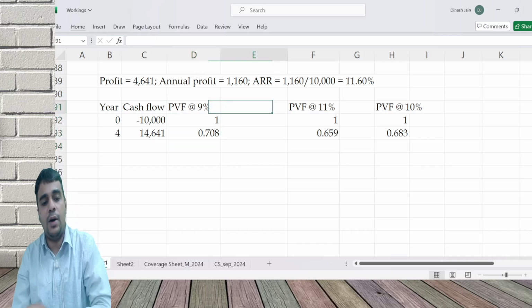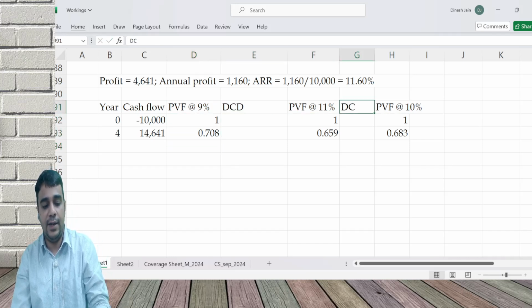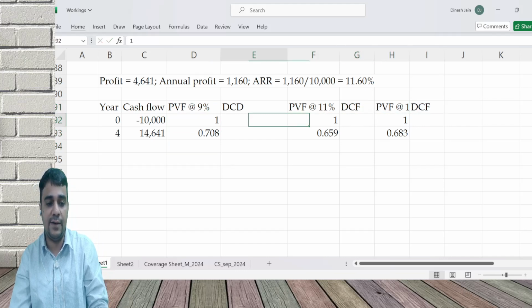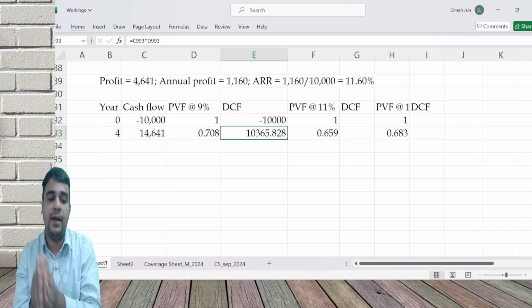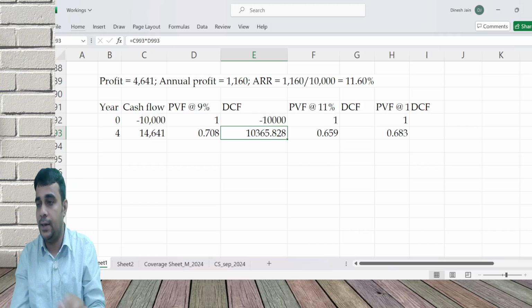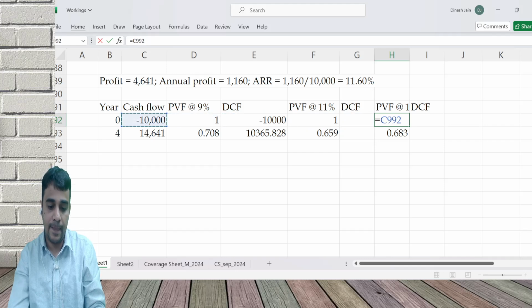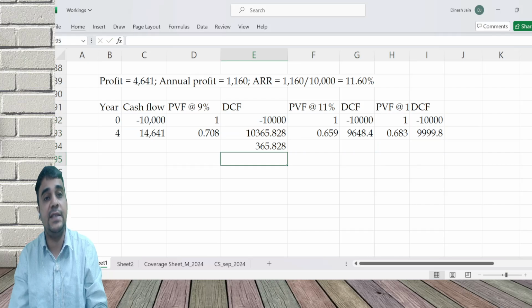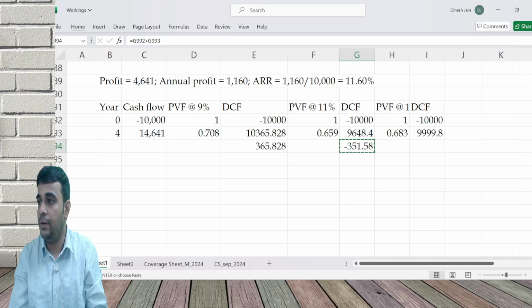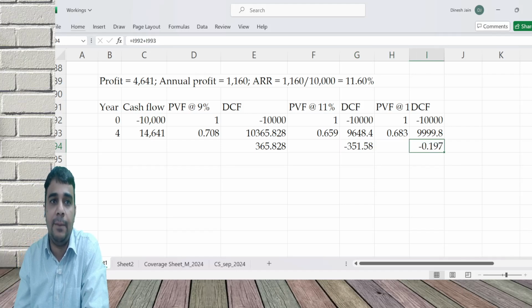What I do is, I calculate DCF. I discount at these rates and calculate DCF. So, DCF is equal to 10,000 into 1, and 14,641 into 0.708. Year, cash flow, PVF, DCF, again and again for each rate. So I do this calculation, and I repeat this calculation also. For this, I'm calculating NPV. 365 is the NPV. This also I am calculating NPV. I have calculated NPV for 3 scenarios.